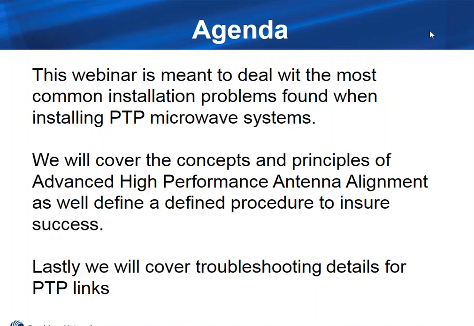So the agenda that we're going to talk about here is common installation problems. One of those is high-performance antenna alignment. The more gain you add to an antenna, certainly the harder they can be to align sometimes. And then we'll talk about some troubleshooting details afterwards, after we cover alignment overall. So, Ray, if you want to switch the slide.